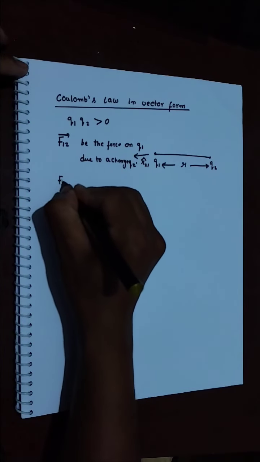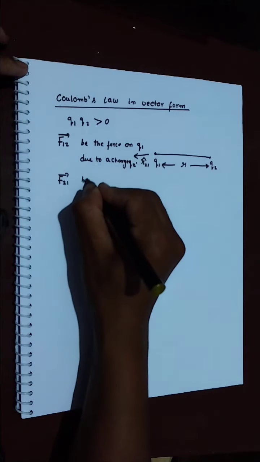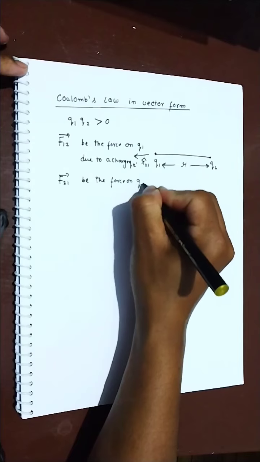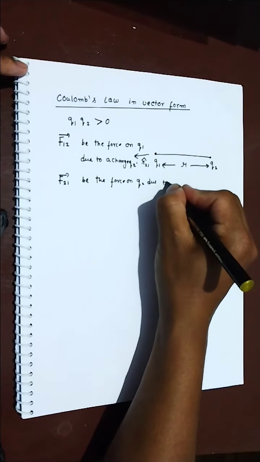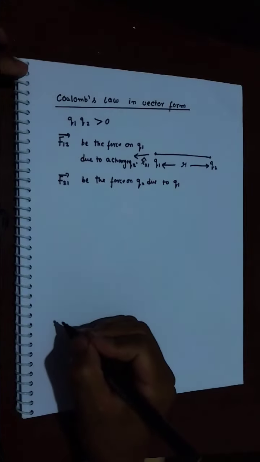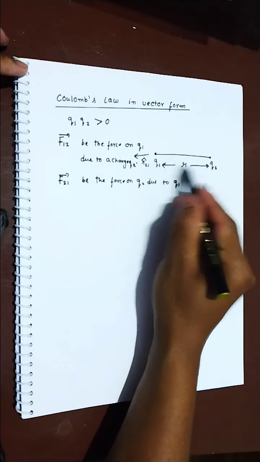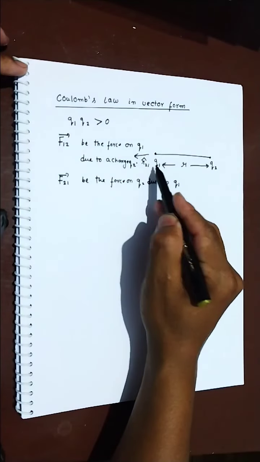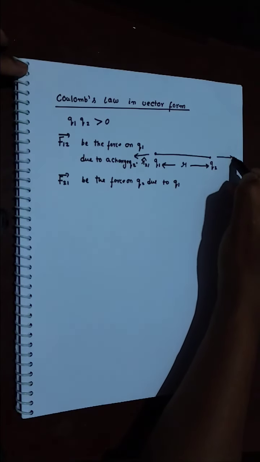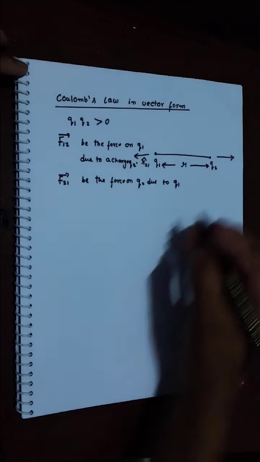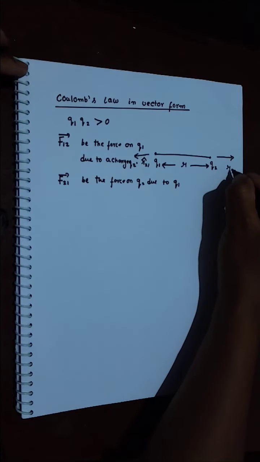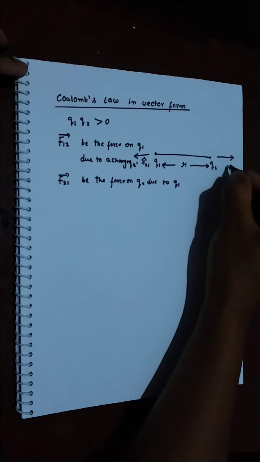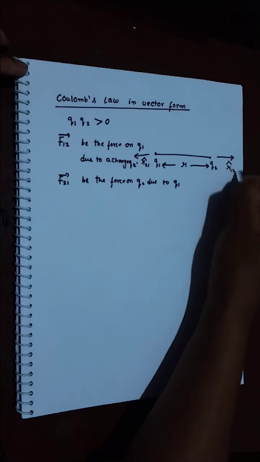And let F21 be the force on Q2 due to Q1. Since the force is repulsive, the force on charge Q2 due to Q1 is in this direction. And we will represent the direction from 1 to 2 by unit vector R12 cap.